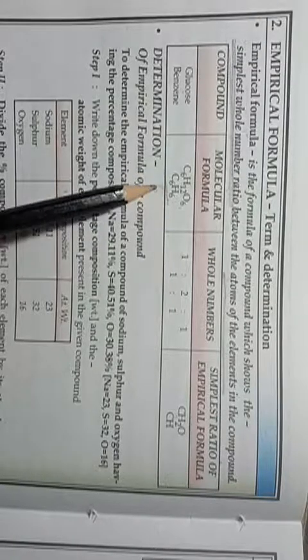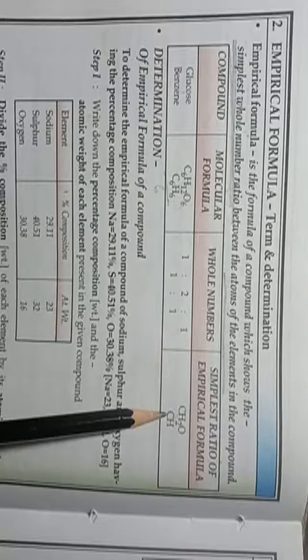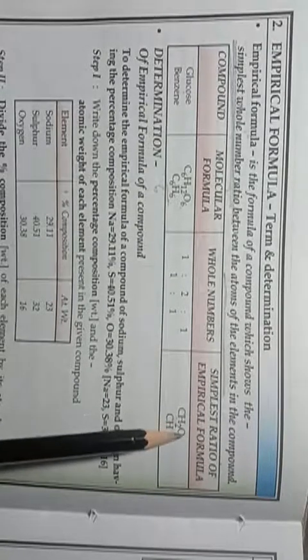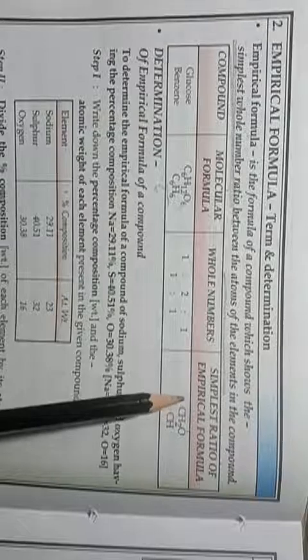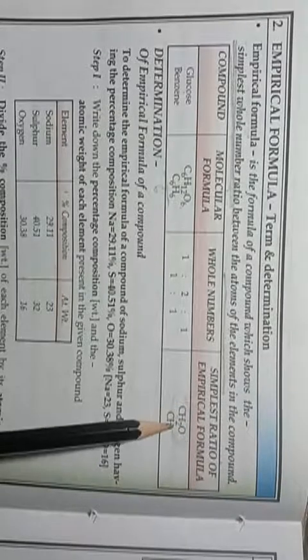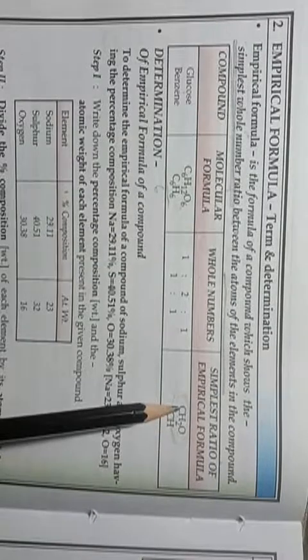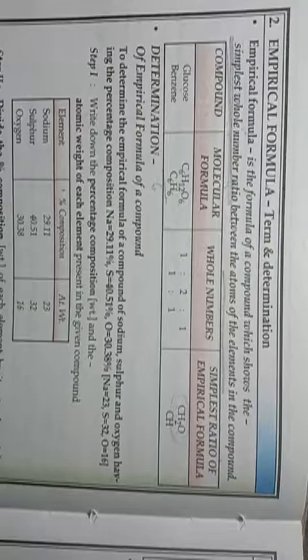Same way for benzene, molecular formula is C6H6. So after taking 6 common, you will get 1:1 ratio. So empirical formula will be CH. Okay students, so the simplest whole number ratio of the atoms of different elements is shown by the formula. That formula is known as empirical formula of that compound.